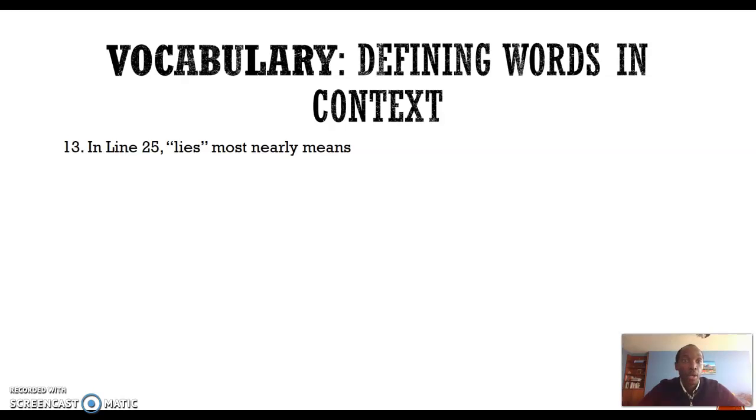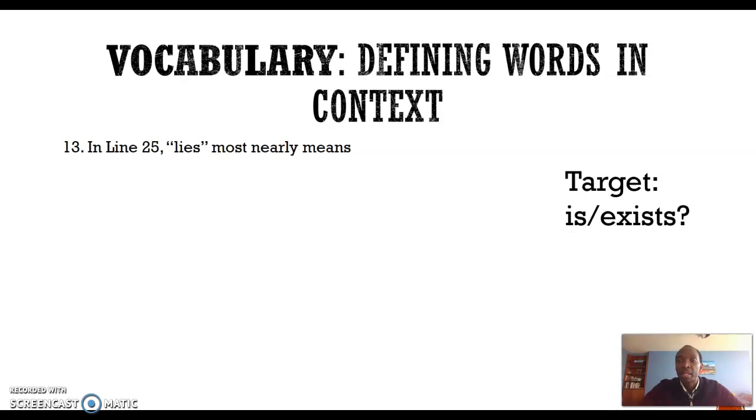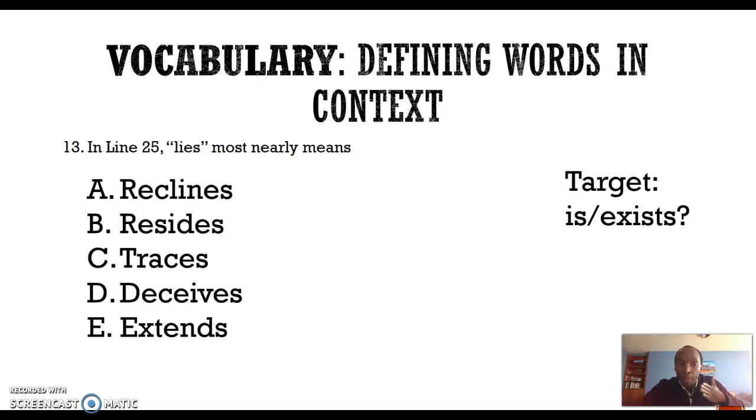It's a detailed question, so I know that I need to close read line 25, come up with my own understanding, my own target of what lies most nearly means. My target might be is or exists. Somebody said within, right? So I use that target, I apply it to the question choices, and I come up with answer B. Resides is the answer that most nearly matches my target. Everything else is obvious. It has a clear reason why it's wrong.